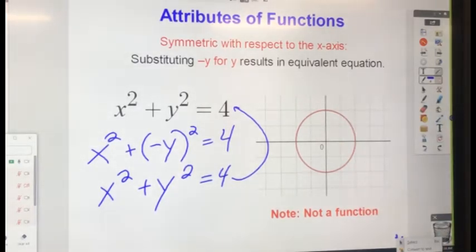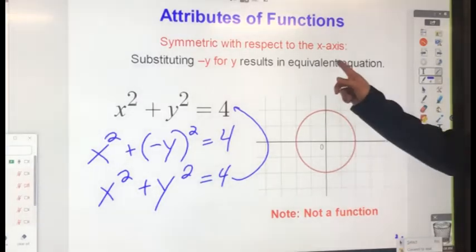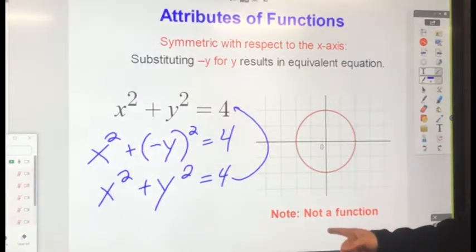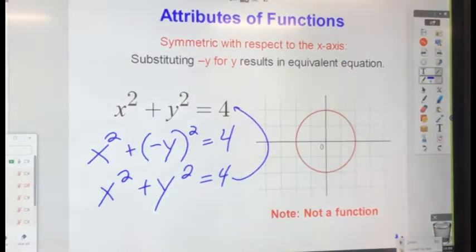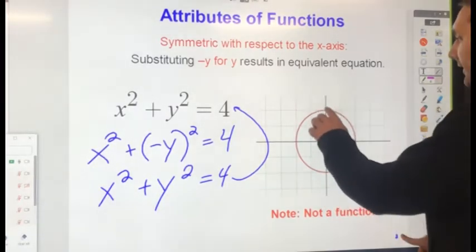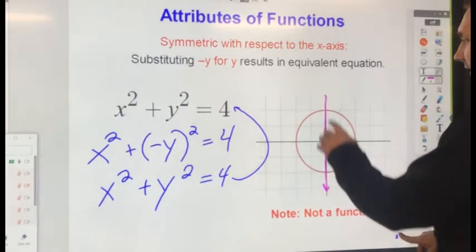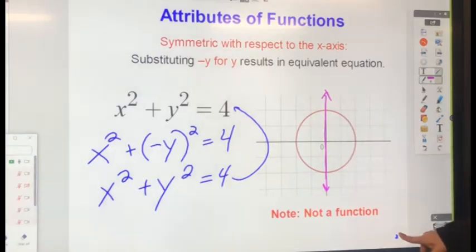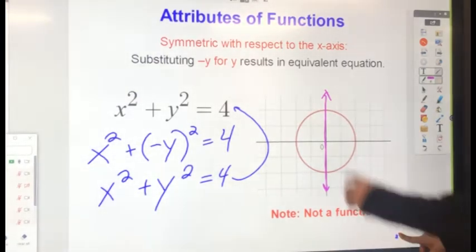Now note, anything that is symmetrical along the x-axis is not a function. Why? Oh, because there's more than one value. One value for x. Okay, very good. So yeah, if I do my vertical line test, how many times does my graph hit my magenta line here? Twice, right?